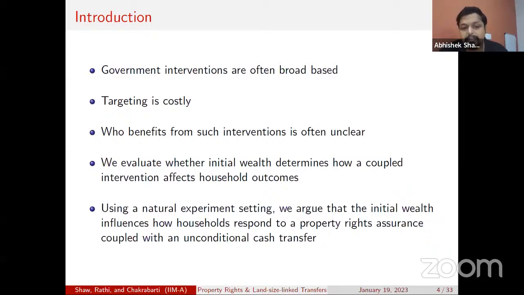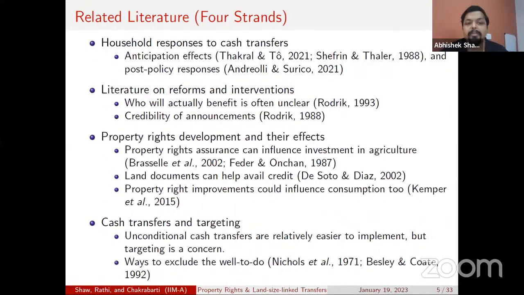So yeah, we are using a natural experiment designed to try and show this. We have, in some way, two treatments. One is a property rights assurance updation kind of scheme, and the other is the unconditional cash transfer that we'll explain in coming slides. The literature that we are engaging with here is, first of all, a very dense literature. There's a lot of work on cash transfers and public policy of this kind.